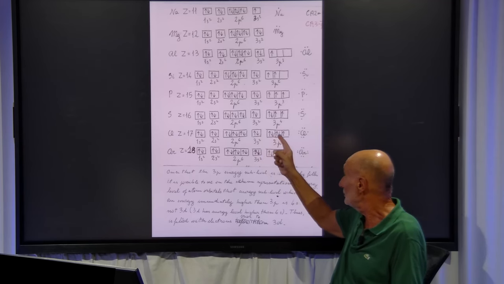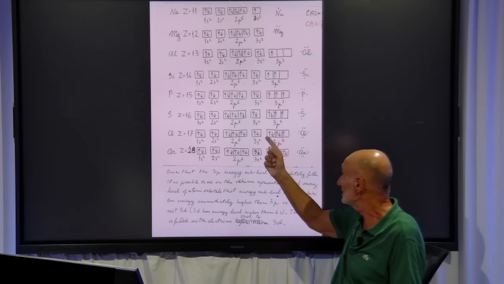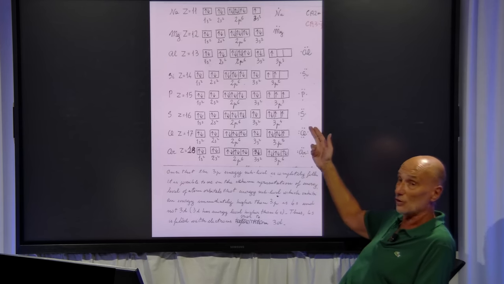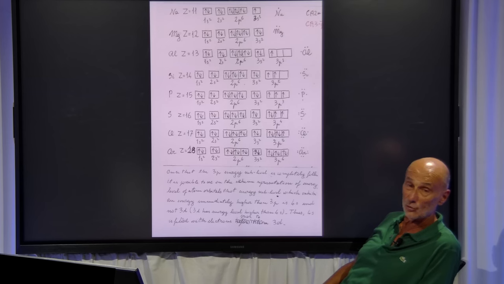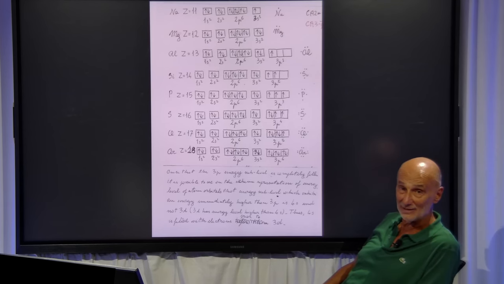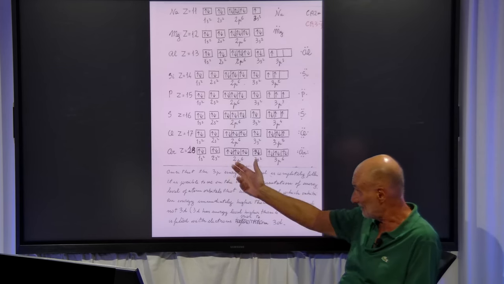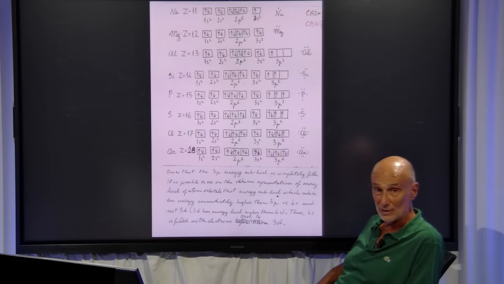3p1, 3p2, 3p3, 3p4, 3p5, 17 electrons. And we have an electronic symbol of chlorine, which is similar to the electronic symbol of fluorine, because they have 7 electrons in their outer shell. Finally, we have that argon has Z equal to 18.